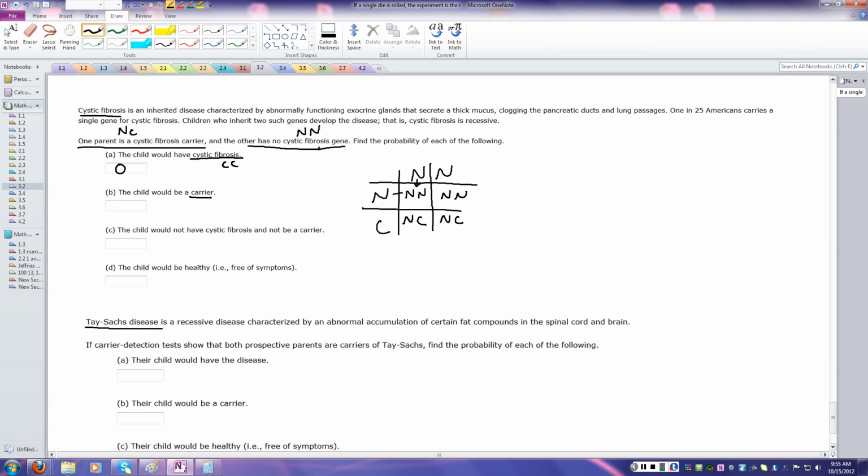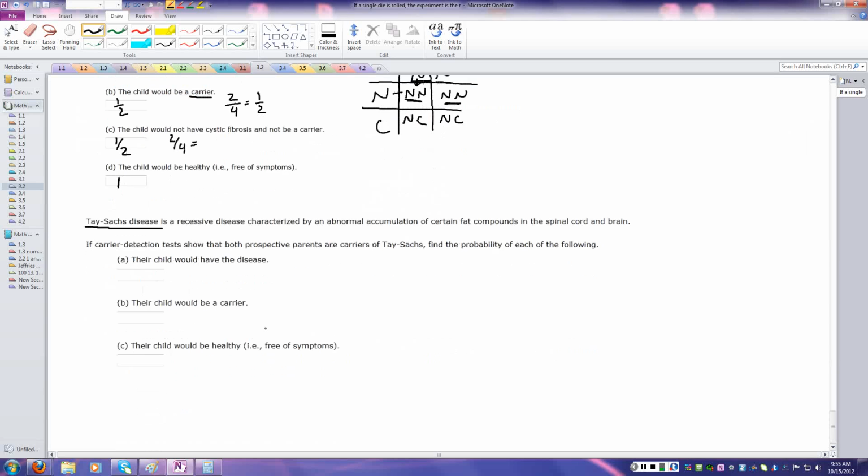The child would be a carrier. Well, there's 2 carriers out of 4, so the probability my kid would be a carrier is 1/2. The child would not have cystic fibrosis and not be a carrier. Well, there's 2 out of 4. So these 2 kids do not have the disease and they're not a carrier. So that's 1/2. The child would be healthy, symptom-free. That's 100%. My child is not going to have cystic fibrosis because one of the parents doesn't carry it, and the disease itself is recessive. So I have to have 2 C's to have it.